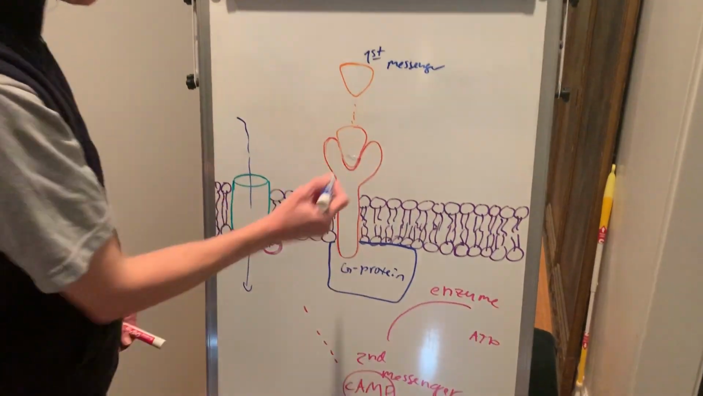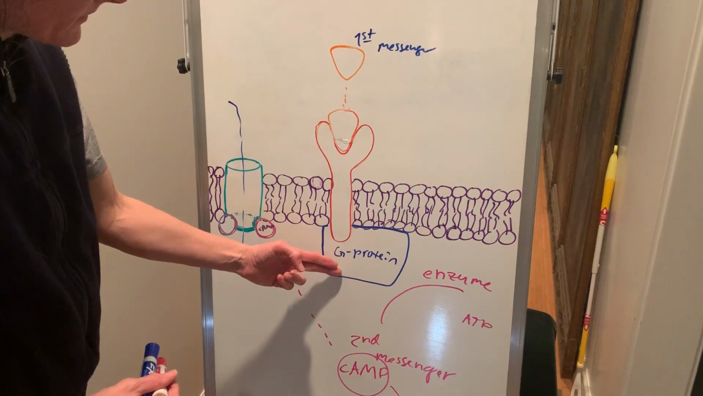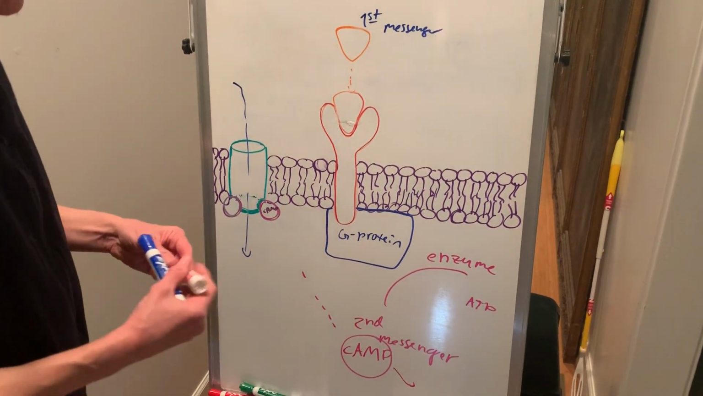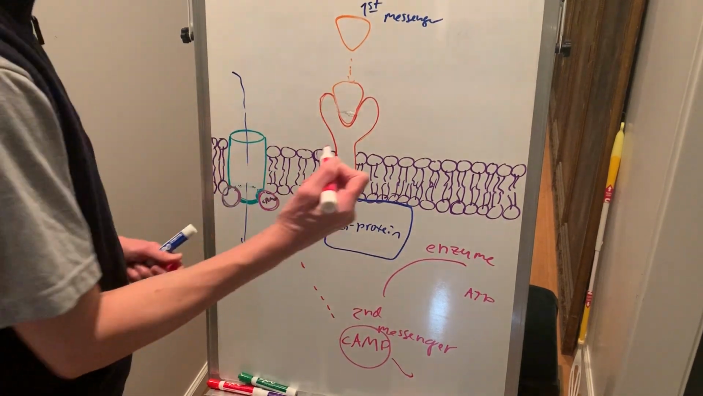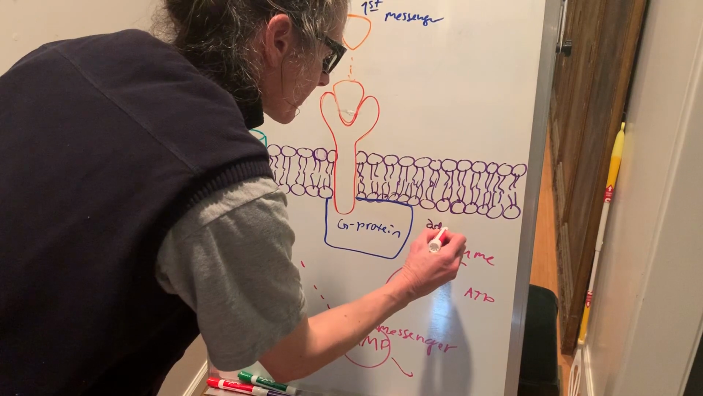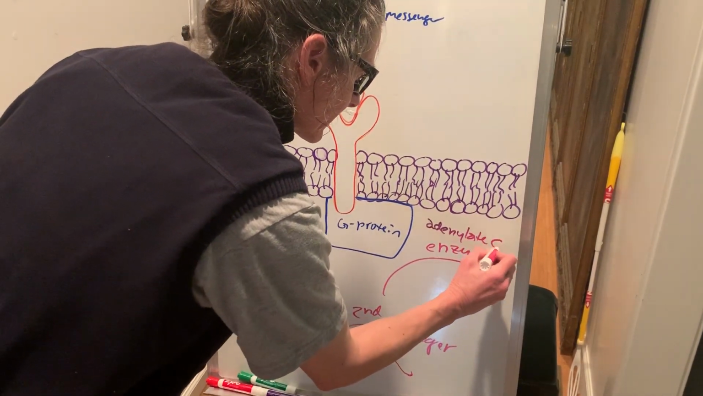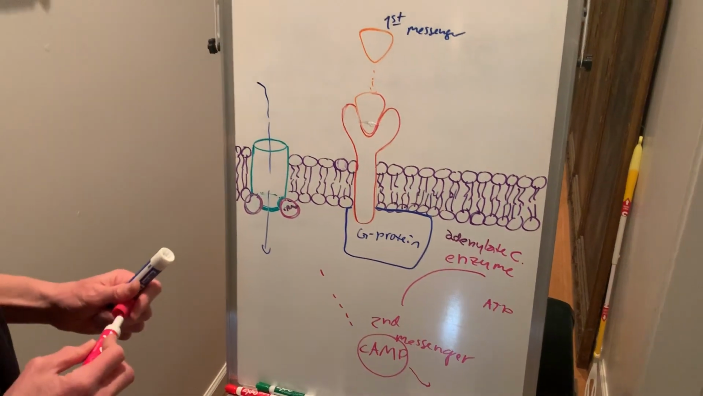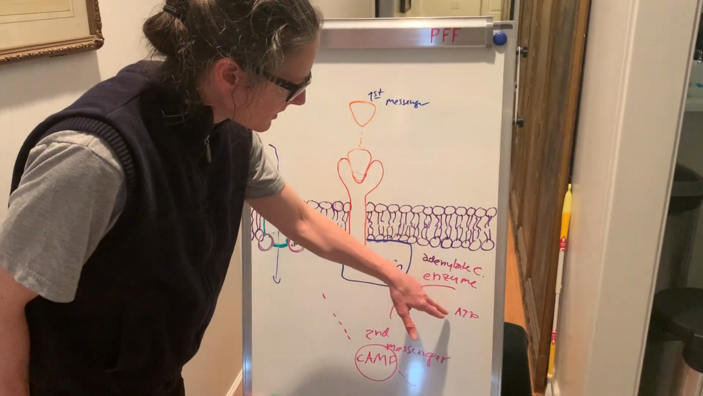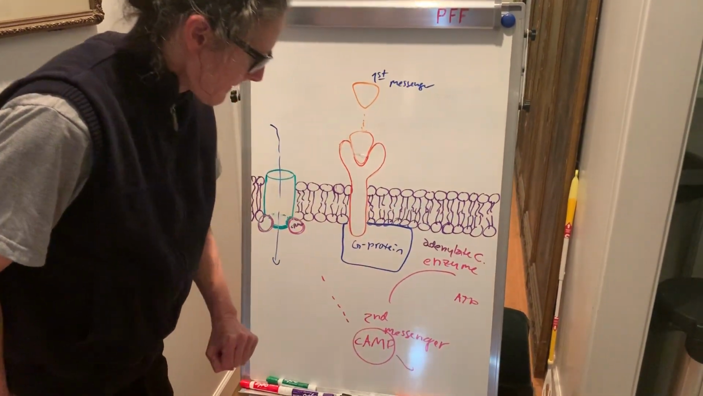So basically what we have is a cascade of events that starts with our first messenger, which is our ligand, which will bind our receptor, which will then activate the G protein, which will then activate an enzyme. In this particular example, that enzyme is called adenylate cyclase or adenylyl cyclase. You'll see it both ways. Adenylate cyclase, I'll put AC for short. Adenylate cyclase is the enzyme that is going to convert our ubiquitous adenosine triphosphate molecule into cyclic AMP.